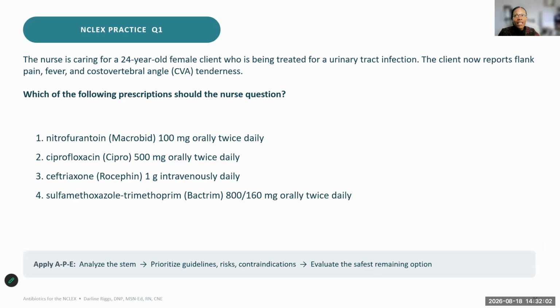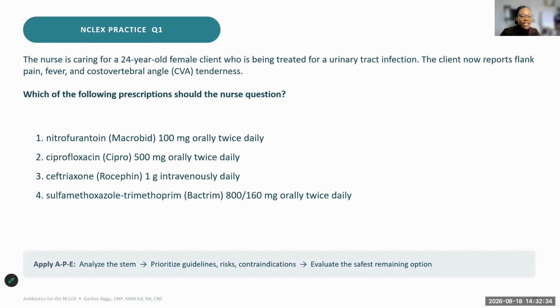So I'm processing that as I'm reading this. I need the drug to be able to reach the kidneys. I'm saying that to myself because this is not a lower, this is an upper. So I need to choose a drug that's going to climb up there. And from my knowledge, I know that Macrobid, nitrofurantoin, concentrates in the urine only. It has no tissue penetration, so I'm going to remove that.